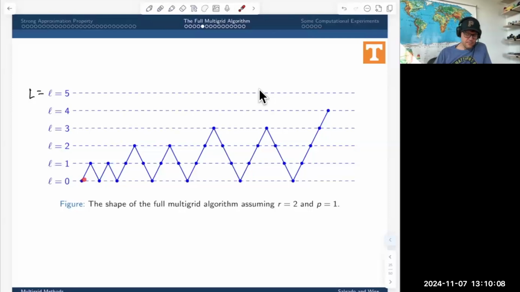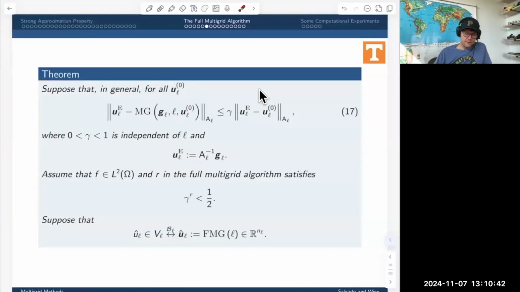So you start at the bottom and you just invert. Then you go up, you push it up using the prolongation. Then r in this case is equal to 2, so we do 2 V cycles. p is equal to 1, so it's a V cycle. Then we take that next guess, push that up to the next level, level 2 in this case. Then we do 2 V cycles. Then we take that and push it up. Then we do 2 V cycles, push it up, and then we continue and we stop at whatever level is enough for us. That's the full multigrid algorithm.